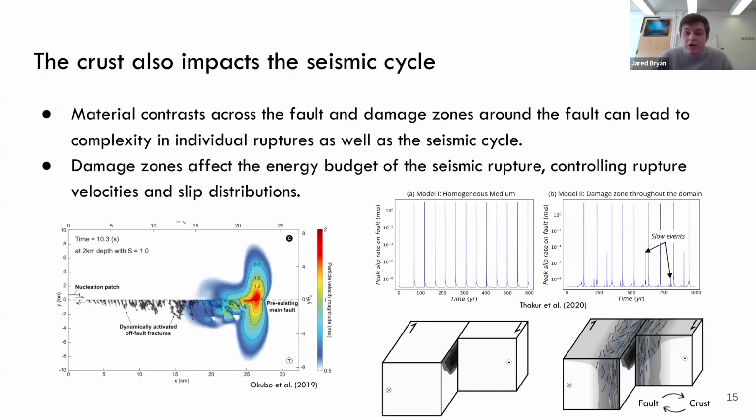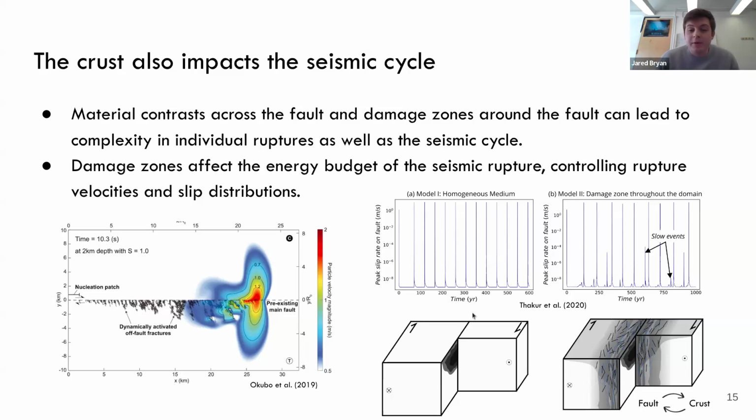So you could have material contrast across the fault or those damage zones, and these can introduce complexity to individual ruptures. Like you could have reflection of radiated waves off of these damage zones, these low velocity zones, and that can interact with ongoing dynamic rupture. Generation of these fractures is also important for understanding the energetics of these dynamic ruptures.